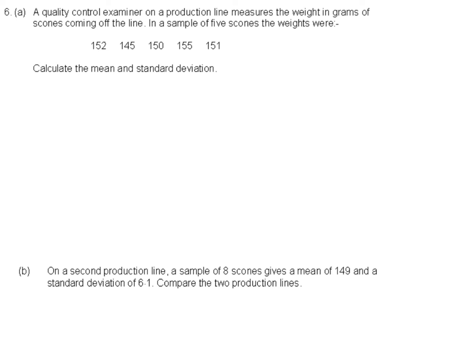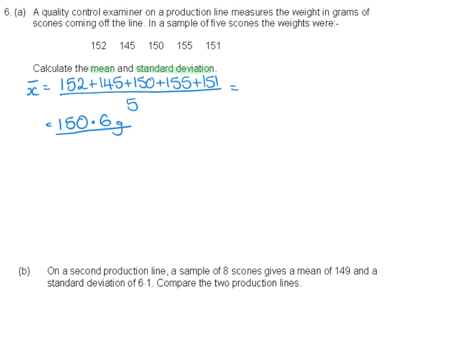Okay, in this question here, we are being asked to find the mean and the standard deviation for 5 scones. So I'll start by calculating the mean, where I need to add all 5 numbers together and then divide by 5. And this works out at 150.6, and I used a calculator.